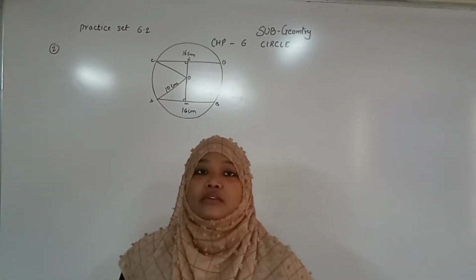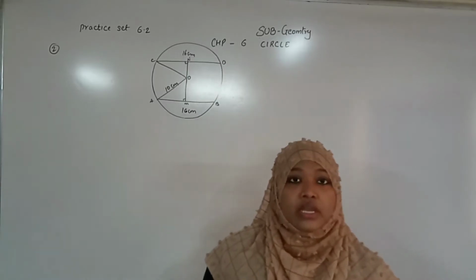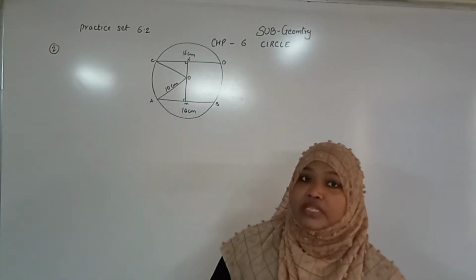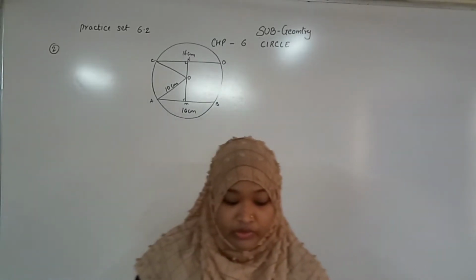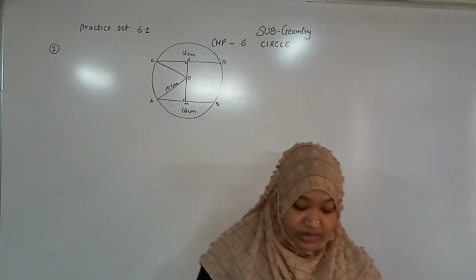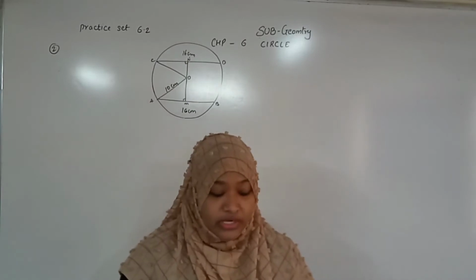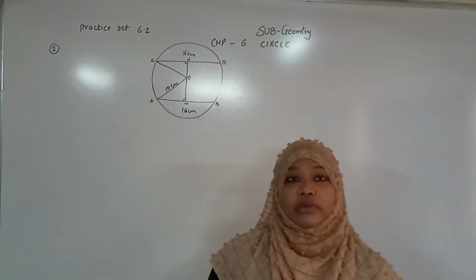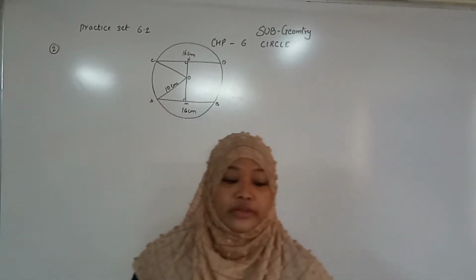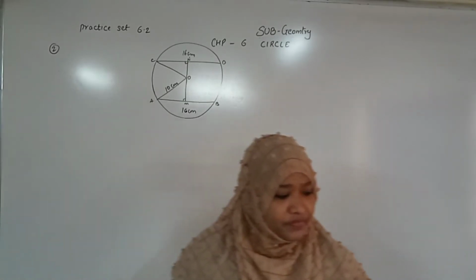Last year also you have learned this: congruent chords are equidistant from the center of the circle. Only this much you have to go for the chord. There are only two theorems, but one theorem is already removed from the syllabus, so we will go for one theorem. Then, shall we start?